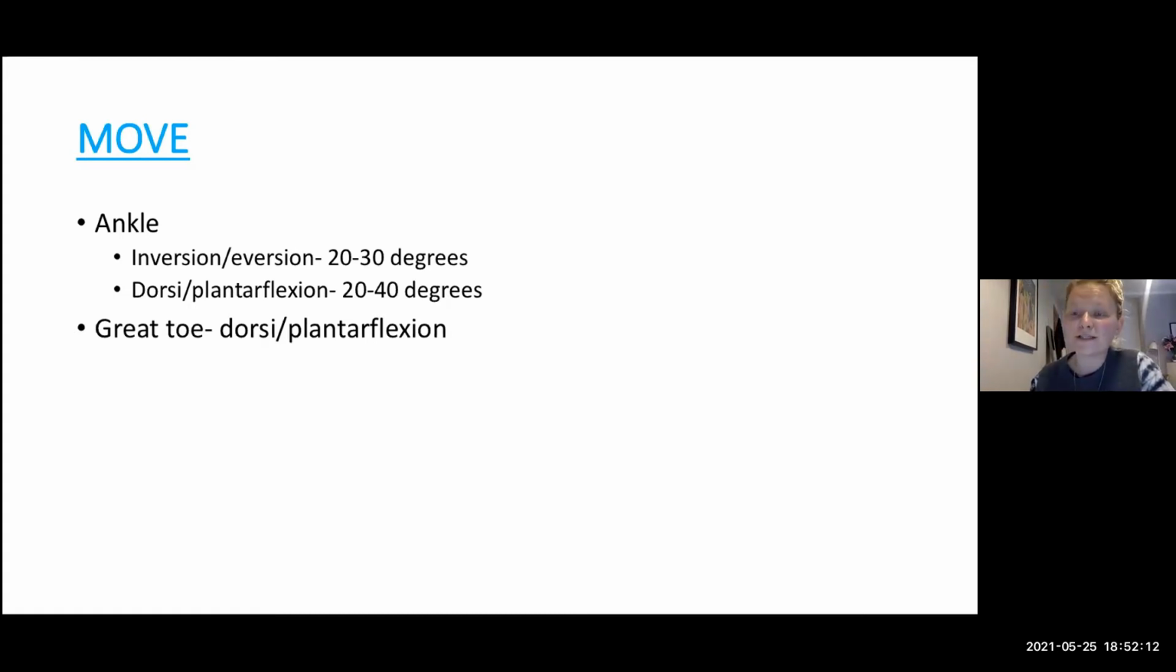You will also assess them for inversion and eversion, as this is important to what the history of the injury might have been. And you aim to get 20 to 30 degrees on both movements there. You can also assess the great toe itself, and ask the patient to do dorsiflexion and plantarflexion as well.